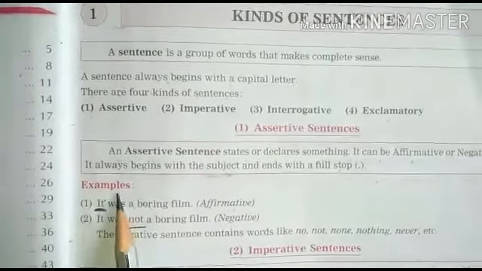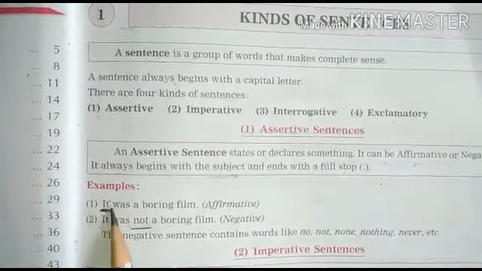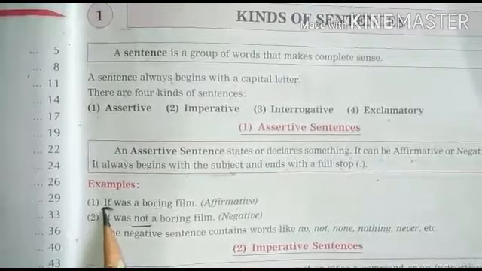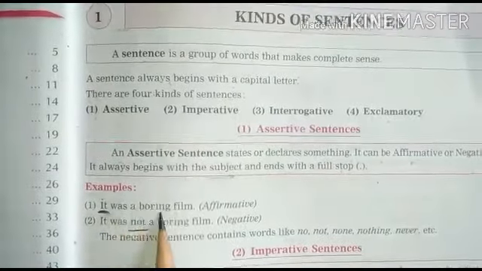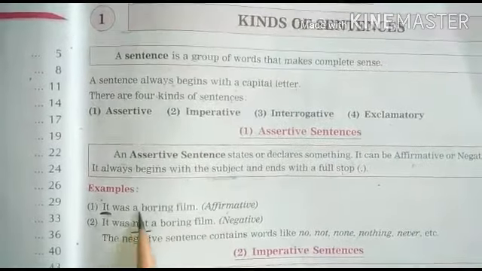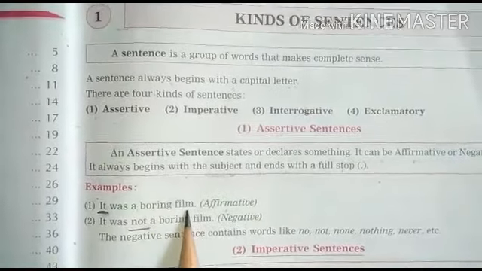Now let's see some of its examples here. It was a boring film. So students, can you see here? Here it is used. It is a pronoun and it is used for the subject. Okay, so now it was a boring film. Now this is an affirmative sentence. And can you see here? In this sentence, it is declared that the film was boring.